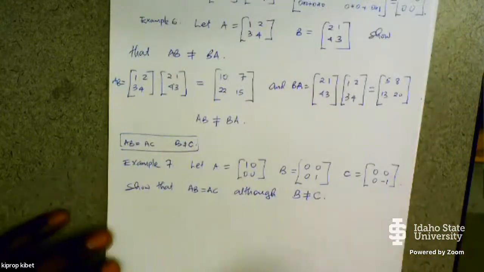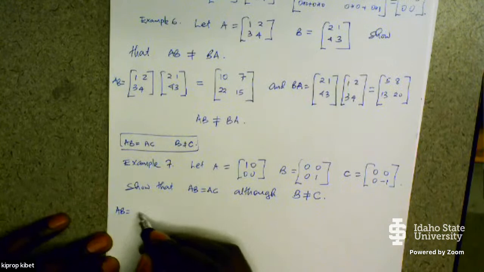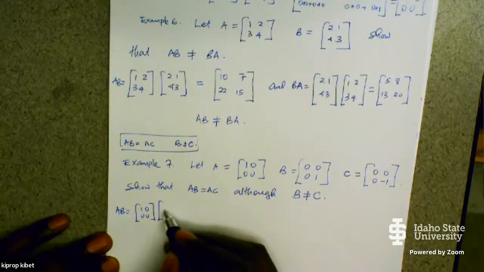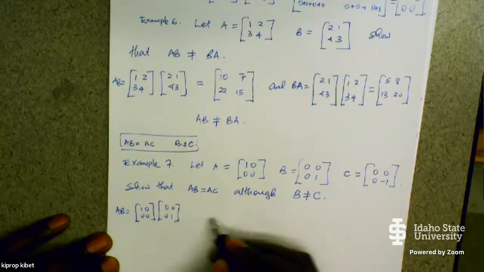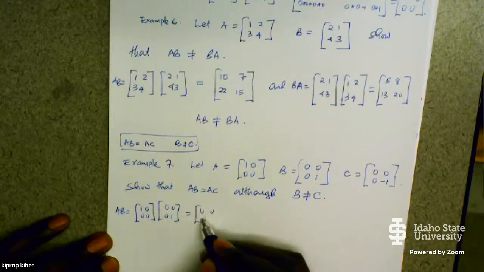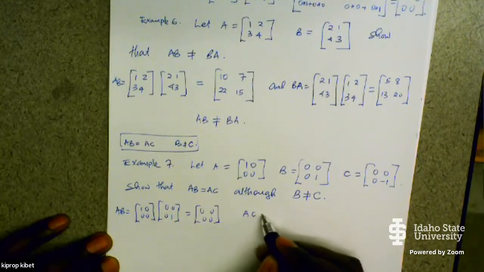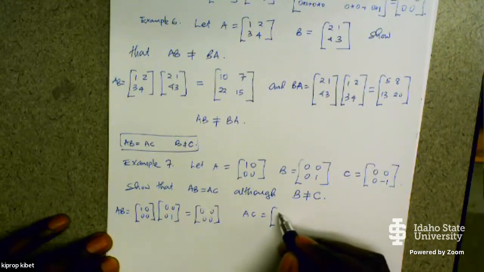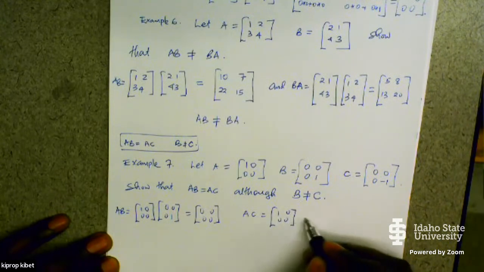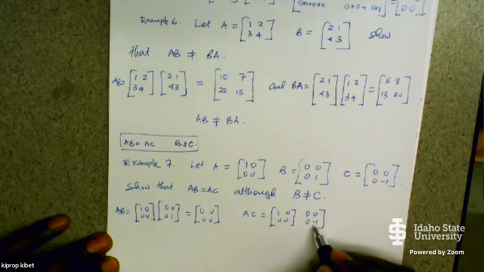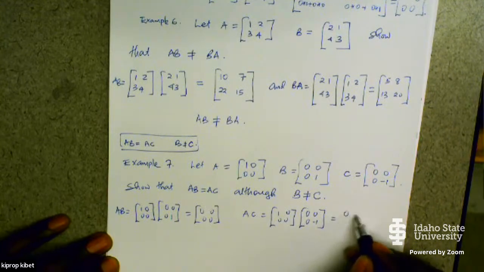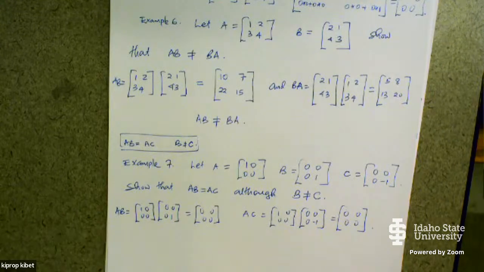The product AB equals 1 0 0 0, and then this is 0 0 0 and 1, and this we got as 0 0 0 and 0, right? AC is the same thing, 1 0 0 0, and then 0 0 0 -1, and this will still get 0 0 0 and 0. So this shows that AB equals AC, but B is not equal to C.